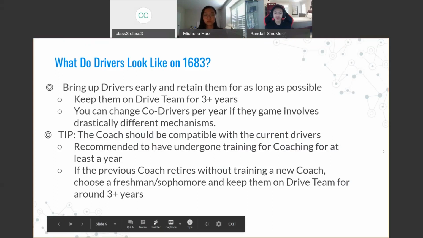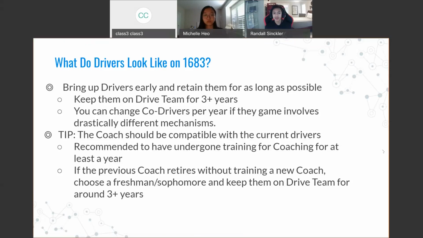Good compatibility also helps the games go smoother too. If the coach can trust the driver to make good decisions on their own, the coach can spend their time doing more productive things like communicating with alliance partners to improve teamwork.